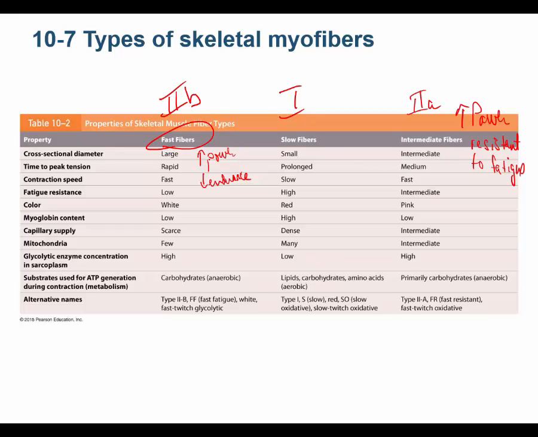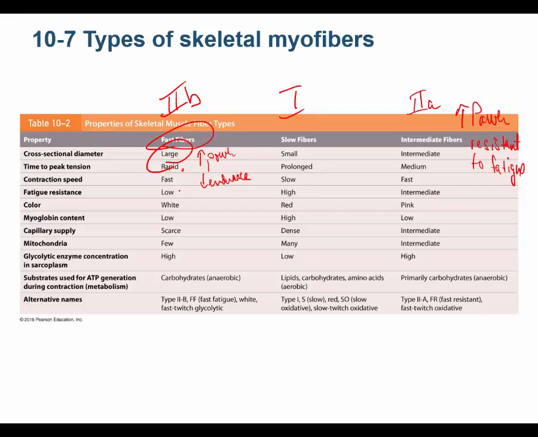Notice that the cross-sectional diameter of fast twitch fibers is large. So these are big muscles. This is why when bodybuilders do workouts to win a competition, they're not building their slow twitch fibers. They're building their fast twitch fibers because their fast twitch fibers have large cross-sectional diameters. These are the bigger muscles. Of course, they have a rapid time to peak tension because they're fast twitch.